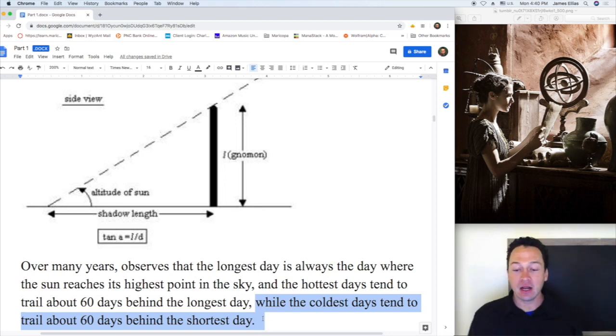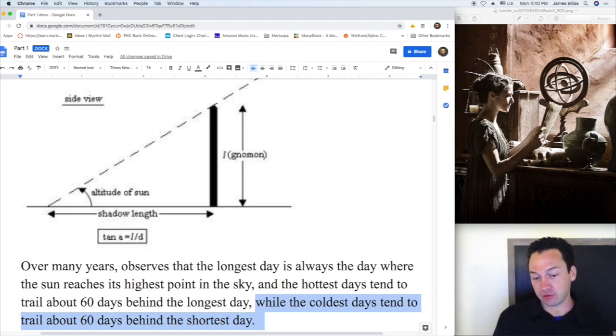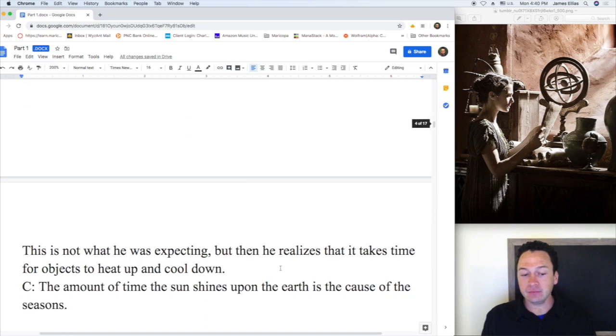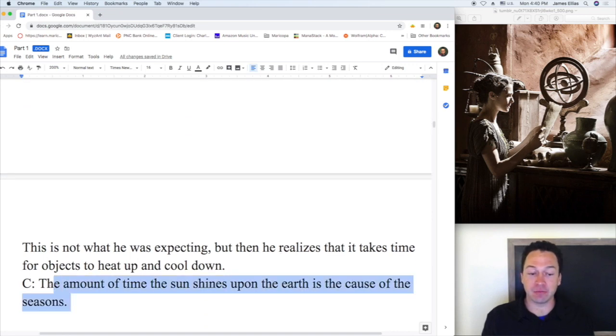And so what Anthropocleitus realizes is that this process of heating up as the days get longer takes a while, and the process of cooling down as the days get shorter also takes a while, about the same amount of time. As a result, Anthropocleitus is able to conclude that the amount of time the sun shines upon the earth is the cause of the seasons.